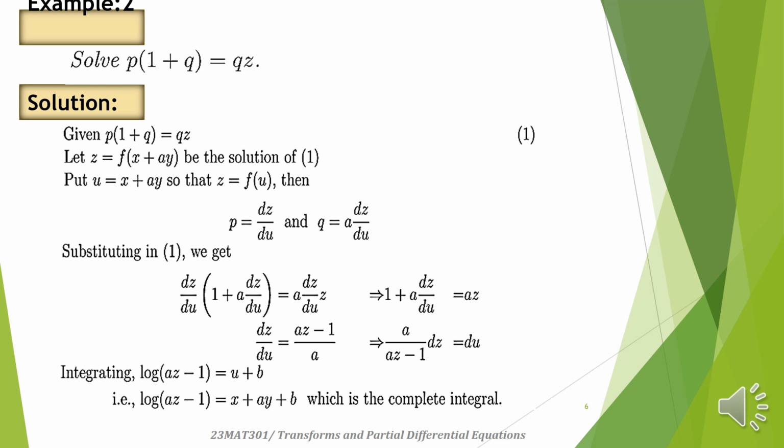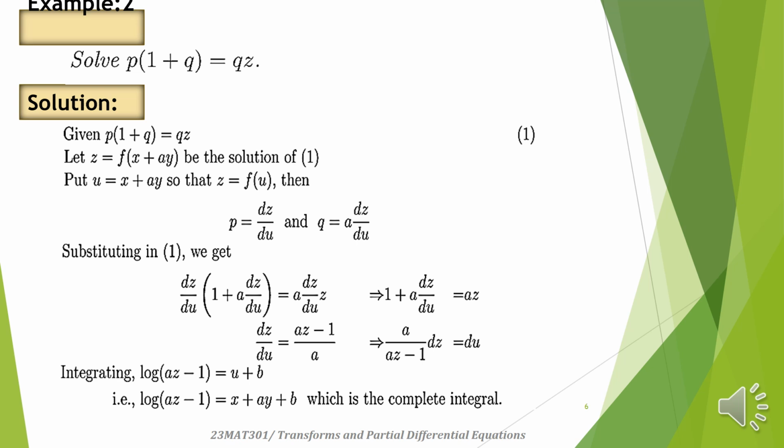For p, substitute dz by du into 1 plus q, that is a dz by du, is equal to, for q, a into dz by du into z. Now I'm just reshuffling the things. The dz by du from the left side and dz by du on the right side get cancelled. You will just get 1 plus a into dz by du is equal to az.